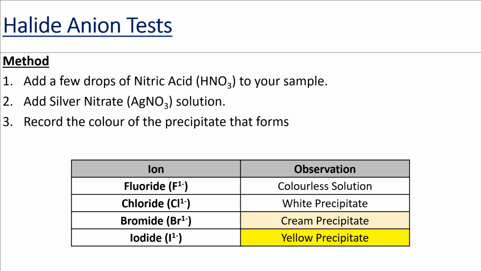And if your compound contains a fluoride, it will form silver fluoride, which is soluble, so it will form a colourless solution. However, if it contains a chloride, it will form silver chloride, which is an insoluble white precipitate. If it contains a bromide, it will form silver bromide, which is an insoluble cream precipitate. And if it contains an iodide, it will form silver iodide, which is an insoluble yellow precipitate.